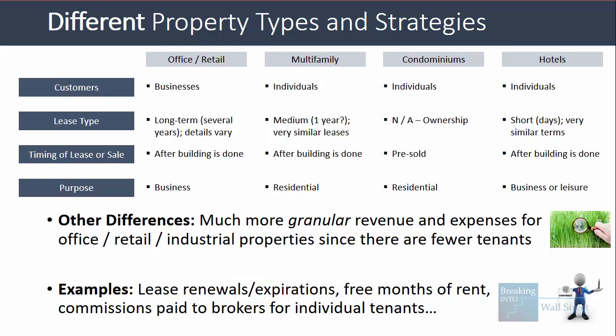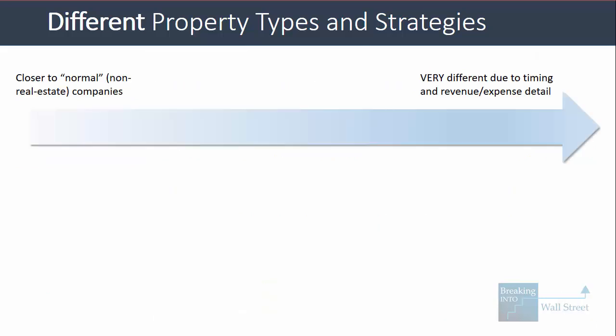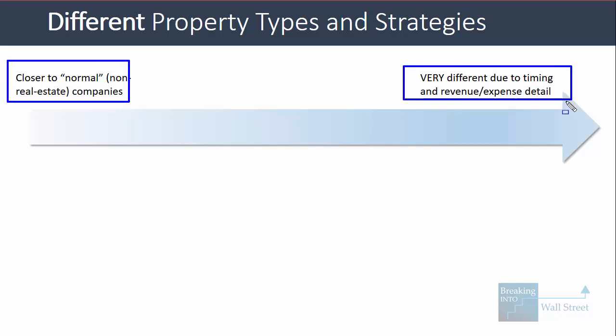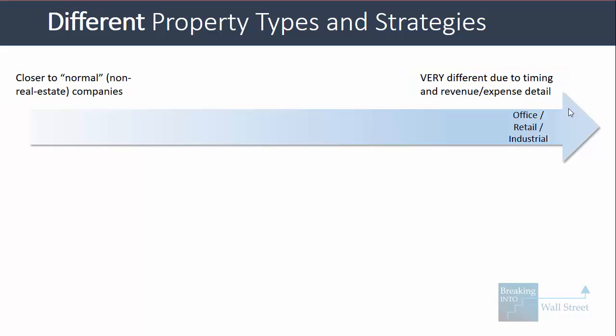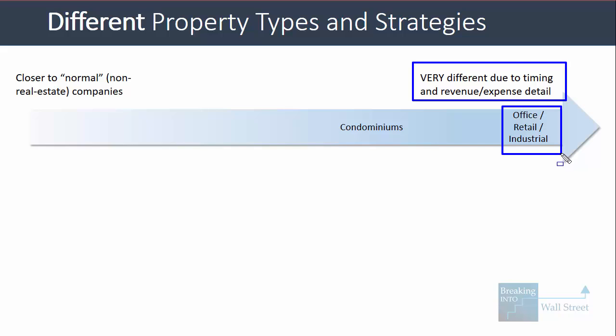You'll also have items called tenant improvements, which individual tenants can specify and ask for and involve customizing the space that they inhabit. So if we were to create some type of line or arrow here with normal companies on one side and then properties that are very different from normal companies on the other side, it would look something like this. Office, retail, and industrial properties, and arguably condominiums, should be all the way on the right side as being very different because of the amount of detail that goes into revenue and expenses for office, retail, and industrial properties, and for the timing issues with condominiums.